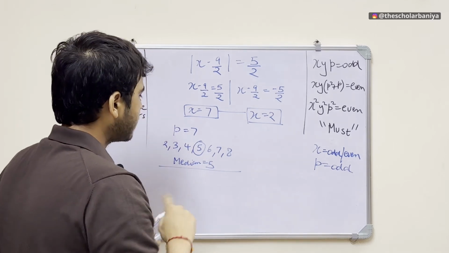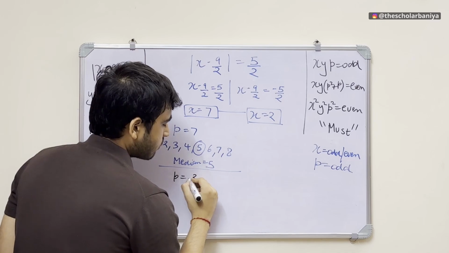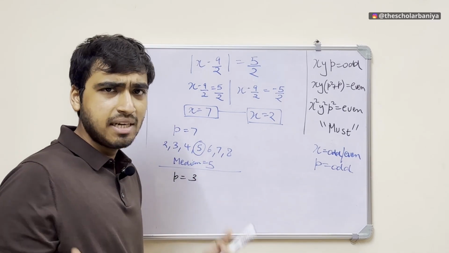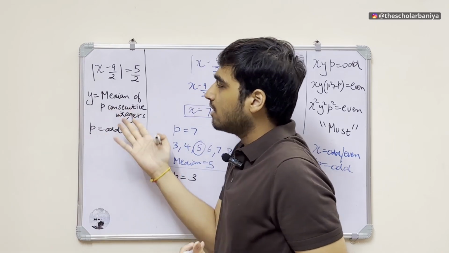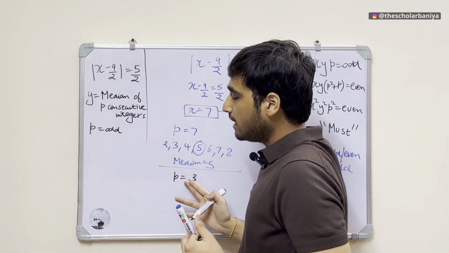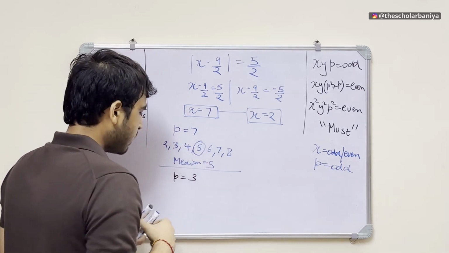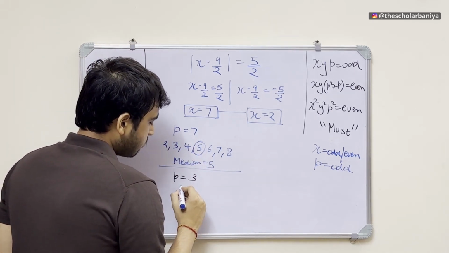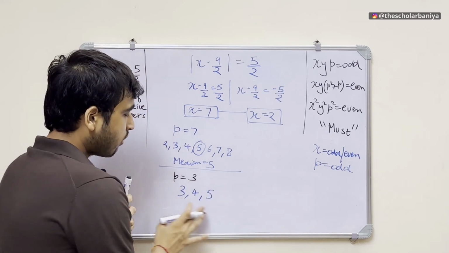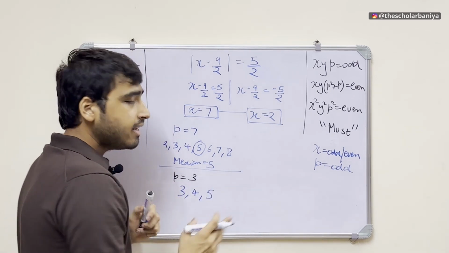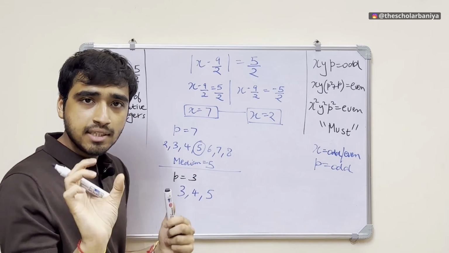Now let's take another p. For example, if p is equal to 3, right? Let's say p is equal to 3, because p can be any odd number. So let's take p equal to 3. That means 3 consecutive integers, let's say 3, 4, 5, anything, right? So what will be the median of this? The median will be the (n + 1)/2-th term, meaning (3 + 1)/2 = 4/2, which is 2, which means the second term.